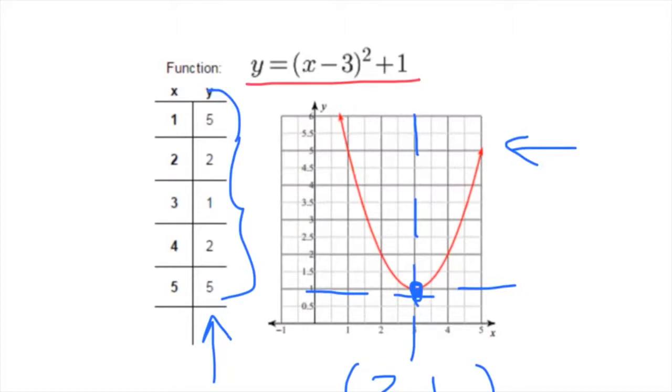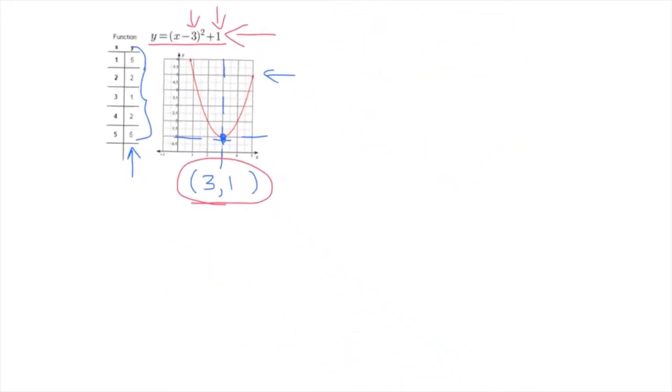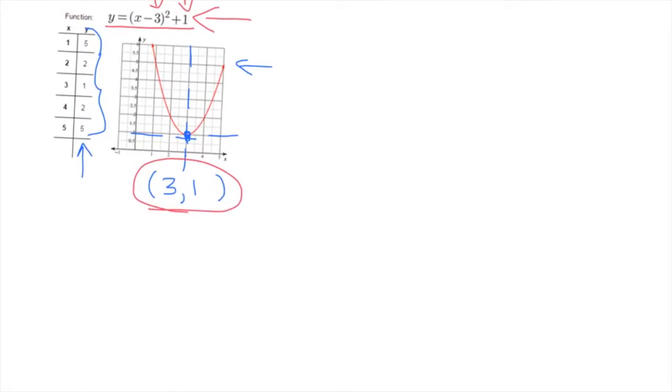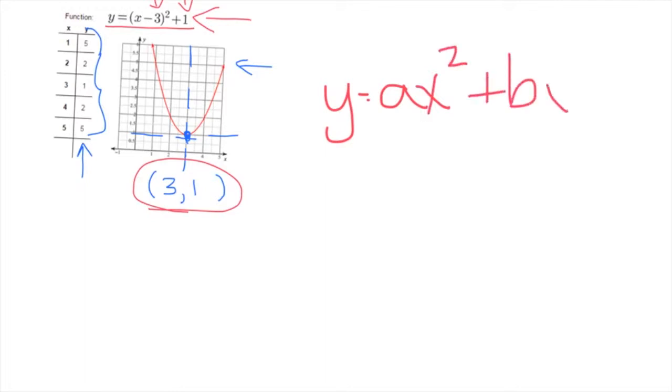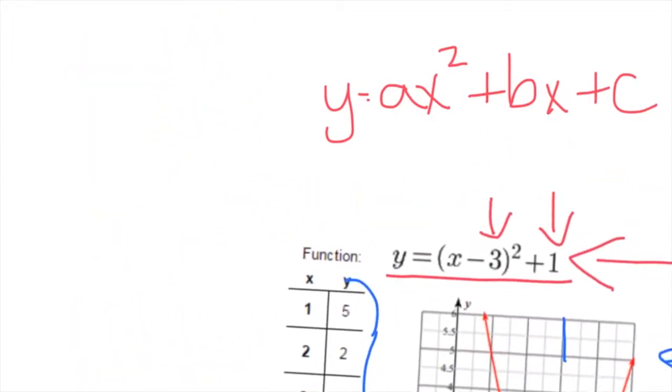Namely, that our vertex (3, 1) had some similarities to our initial function. That is, the number 3 and the value 1 were both in our original function when it was in this kind of oddball format. If you remember right, we're kind of used to seeing our functions be y equals ax squared plus bx plus c. Well, if you look at this one, it's in a slightly different format.